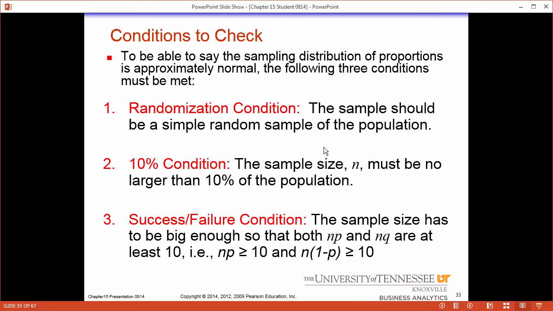If I go talk to UT students and I say, do you think we'll win the national championship this year? And I wanted to find the true proportion of students that believe that. Well, I'd need at least 10 to say yes and 10 to say no. These are actual students saying yes and no. These are what we consider number of successes and number of failures. At least 10 successes and at least 10 failures.